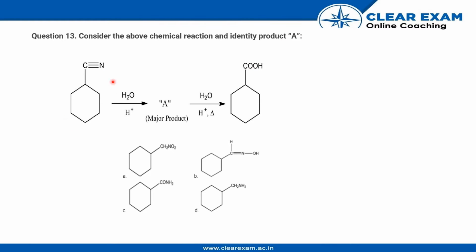So here we have a cyano group attached to this ring, and the ring is reacted with water in the presence of H plus, and A is the product, which is the major product in this case. And when A reacts with water in the presence of H plus and heat, we get a carboxylic acid group in the place of the cyano group.